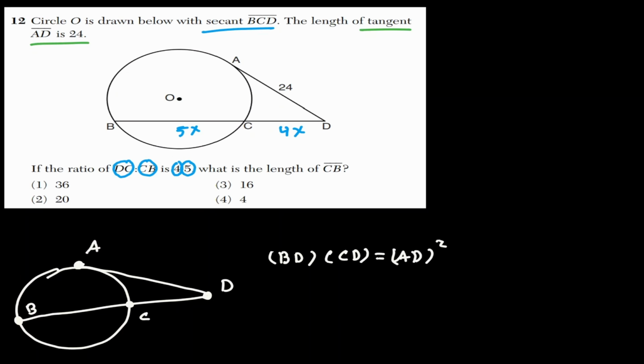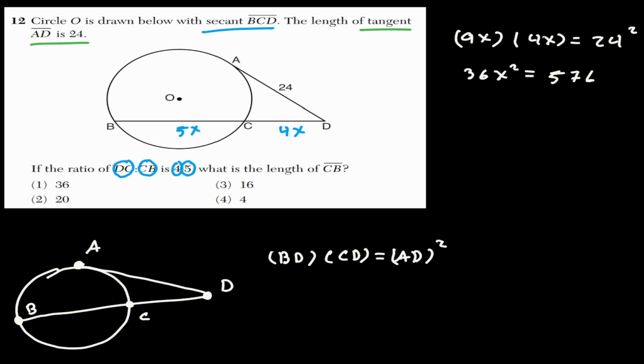And now let's take all this information and make it fit into our conclusion. BD is the addition of these two sections, which is equivalent to 9x. If we multiply that by CD, which is just 4x, that is going to be equivalent to AD squared, but AD is 24. So 4x times 9x, that's 36x squared. And 24 squared, that's 576.